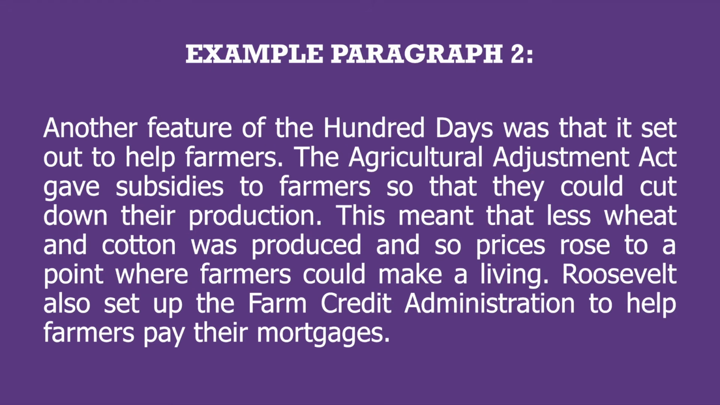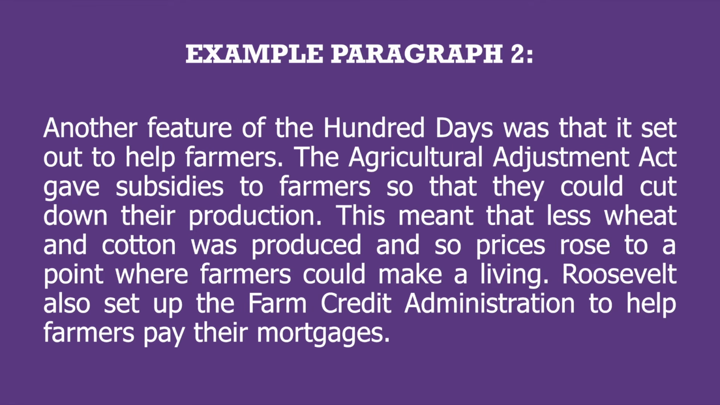The Agricultural Adjustment Act gave subsidies to farmers so that they could cut down their production. This meant that less wheat and cotton was produced, and so prices rose to a point where farmers could make a living. Roosevelt also set up the Farm Credit Administration to help farmers pay their mortgages.